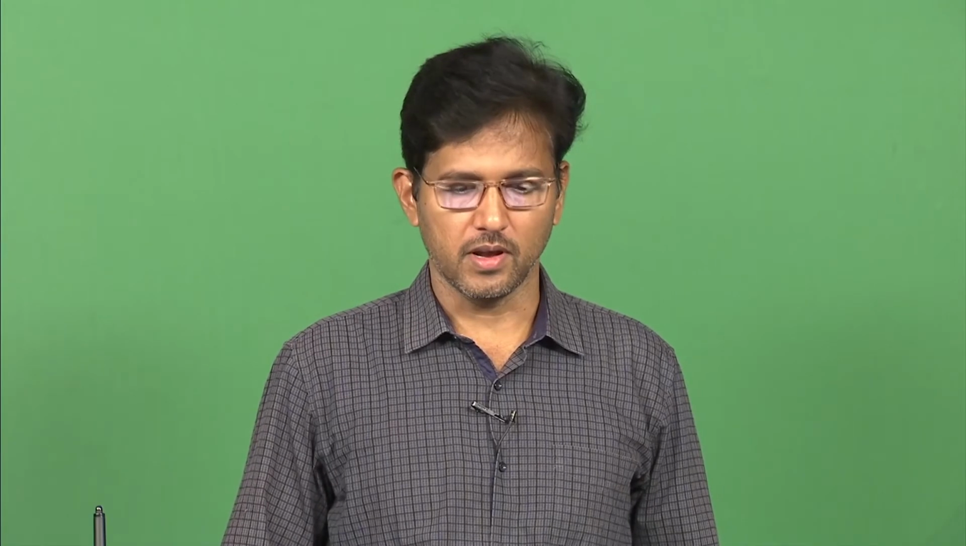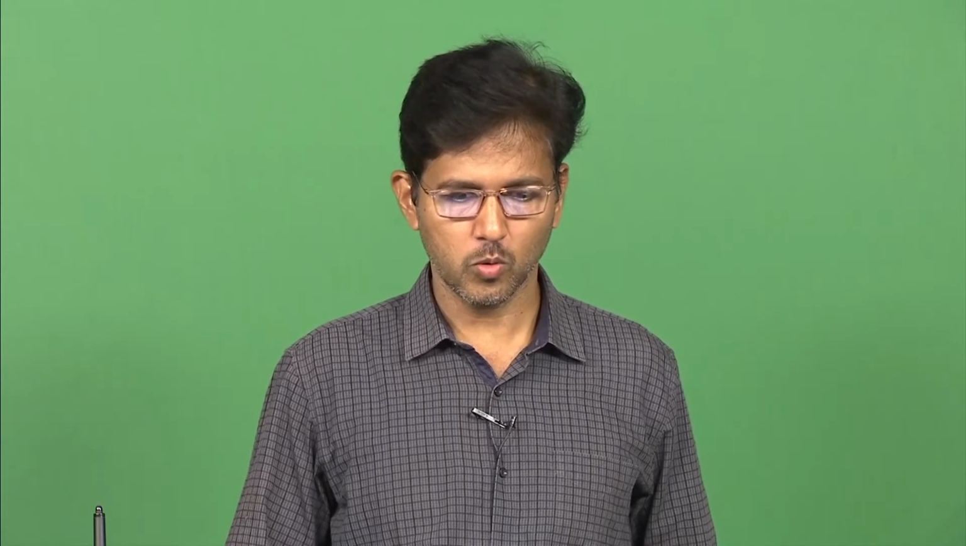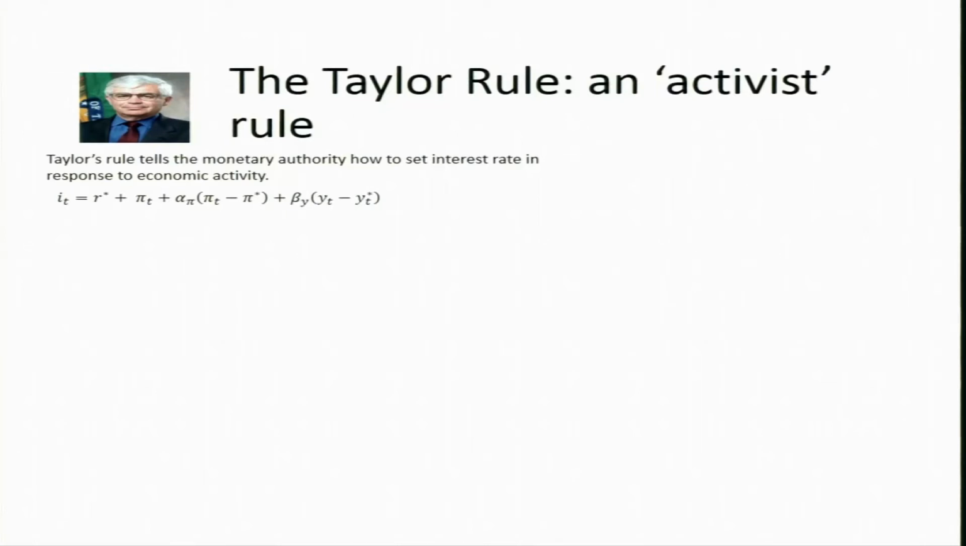Welcome to this session. In this session, we will discuss one of the benchmark tools in determining the Fed fund rate, that is the Taylor rule. The Taylor rule is known as an activist rule, and as per this rule, the Fed fund rate is a function of the inflationary gap and the output gap with the appropriate weightage for these parameters.